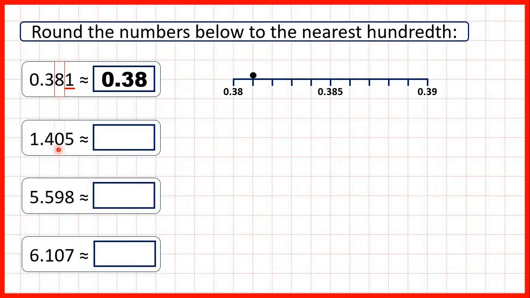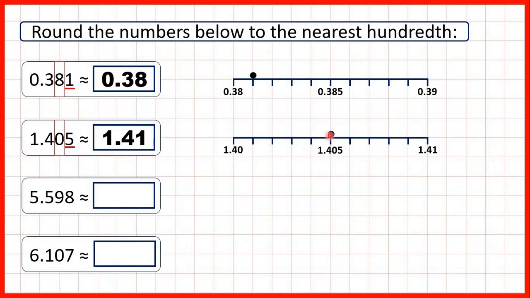1.405. So again, we find our hundredths digit, which is always the second digit after the decimal point, and we look to the right, so to the thousandths digit. Remember, if it's 5 or more, we round up, and we have a 5, which means the 0 in our hundredths turns into a 1. Digits to the left stay the same, so we get 1.41. We can see on our number line that 1.405 is right in the middle of 1.40 or 1.4 and 1.41. But if a number is right in the middle, then we always round up, not down.